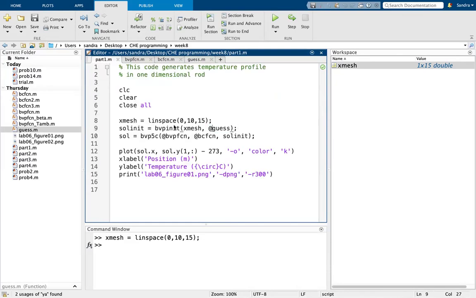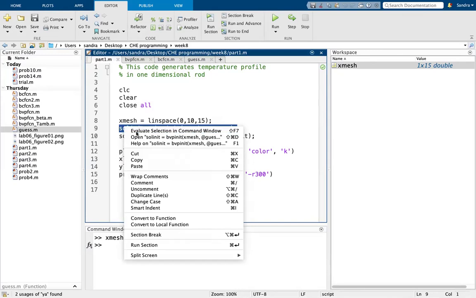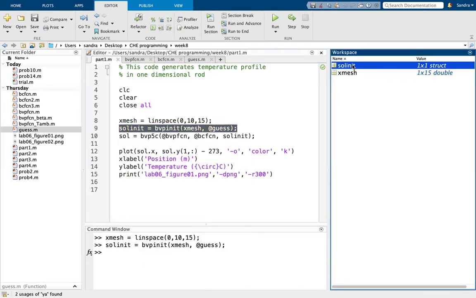So for that, I use a function called bvpinit, which is an inbuilt MATLAB function used to initialize the grid points. This is how I do it. I give the meshing that is there, and I give what kind of function I should initialize it to. If I run this function, I'll show you here. I'll get a structure like this. Okay, this is how the solution works.